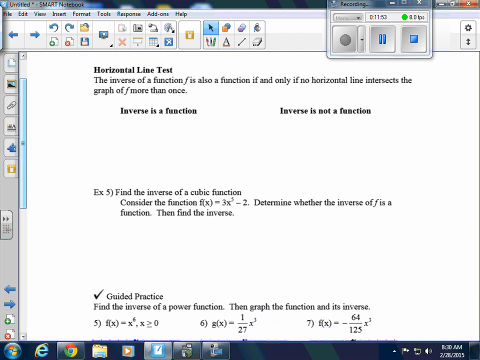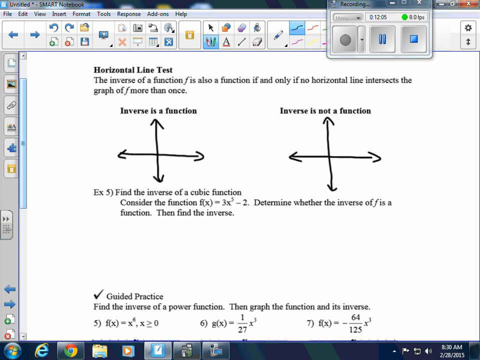So the next thing we're going to talk about is something called the horizontal line test. Now we've already talked about the vertical line test, and the vertical line test was we used to tell if a graph is a function. Okay, so we were looking at the vertical line test, and if it passes the vertical line test, we know that our graph is in fact a function.